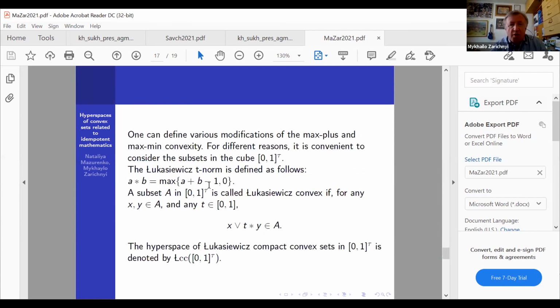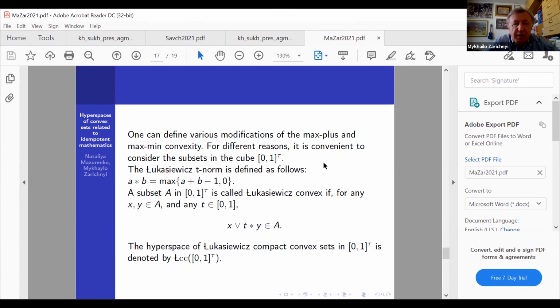Well, and one more thing I wanted to tell, that there are plenty of possibilities in the idempotent mathematics to produce new notions of convexity. So for example, I want to mention only one of them. For different reasons, it would be convenient not to work in R to the power of tau, but in 0,1 to the power of tau.